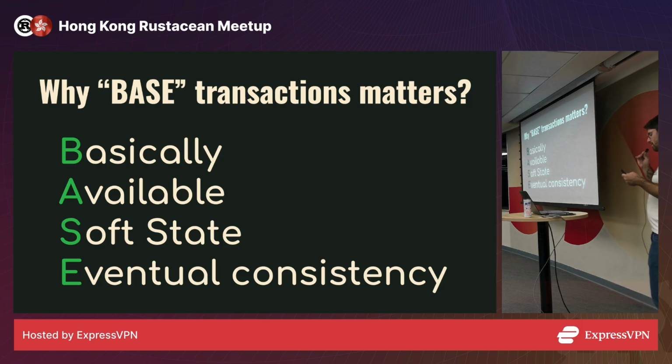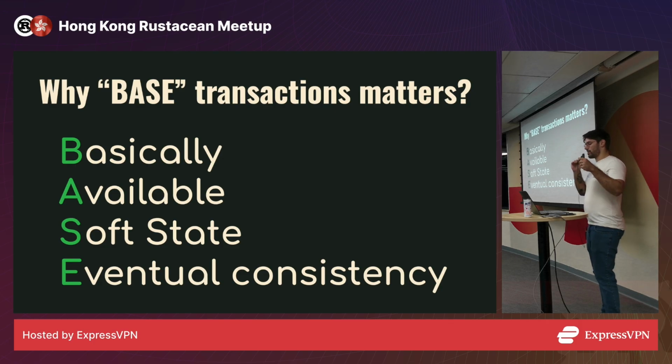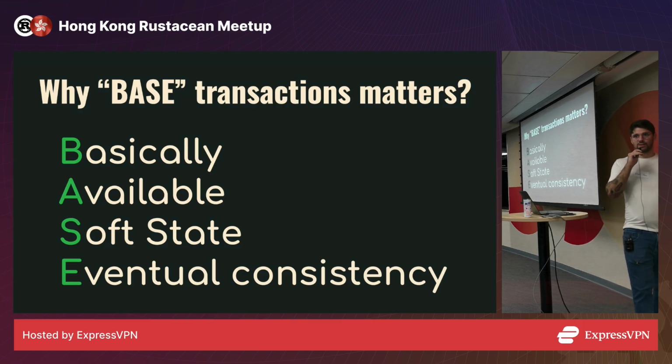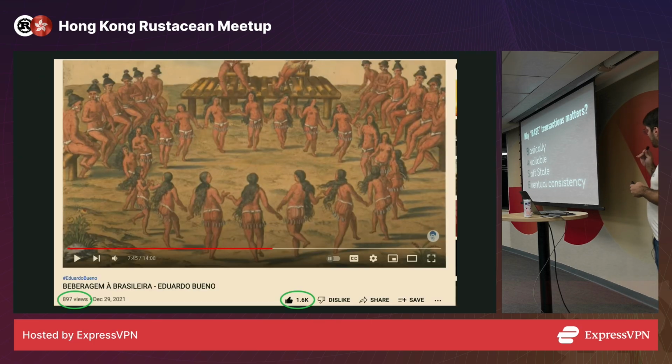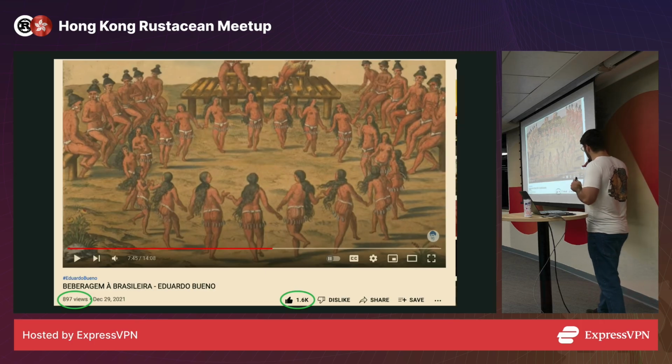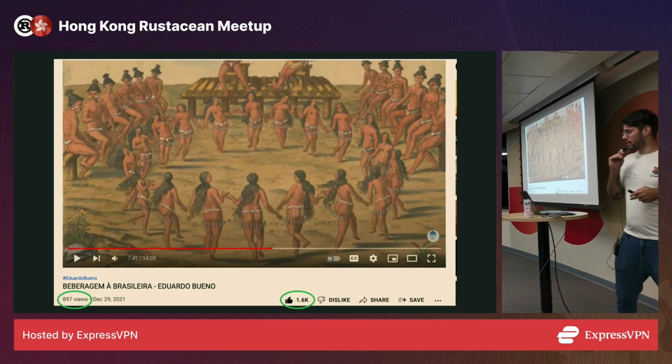And that's the eventual consistency part as well. So data will eventually go to every node that's calling for it. So let's look at a real use case of BASE. So this is YouTube. I think this is an old bug that they had.